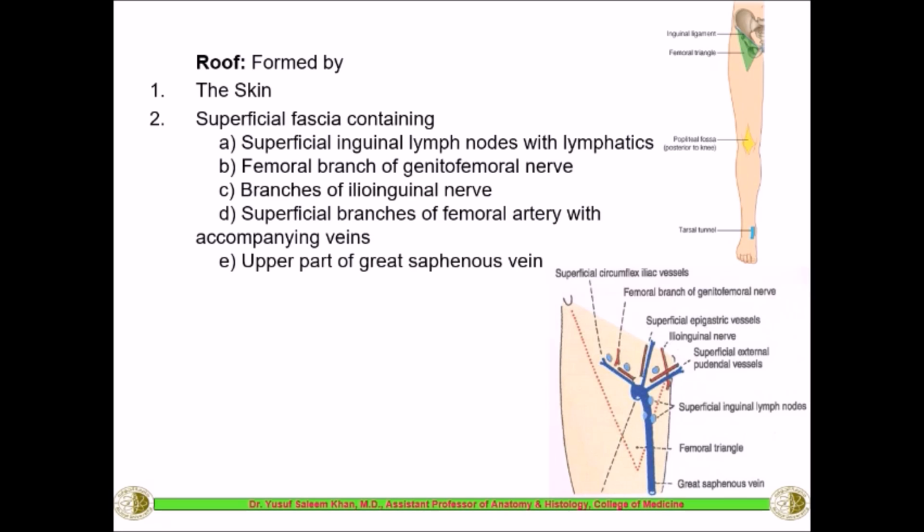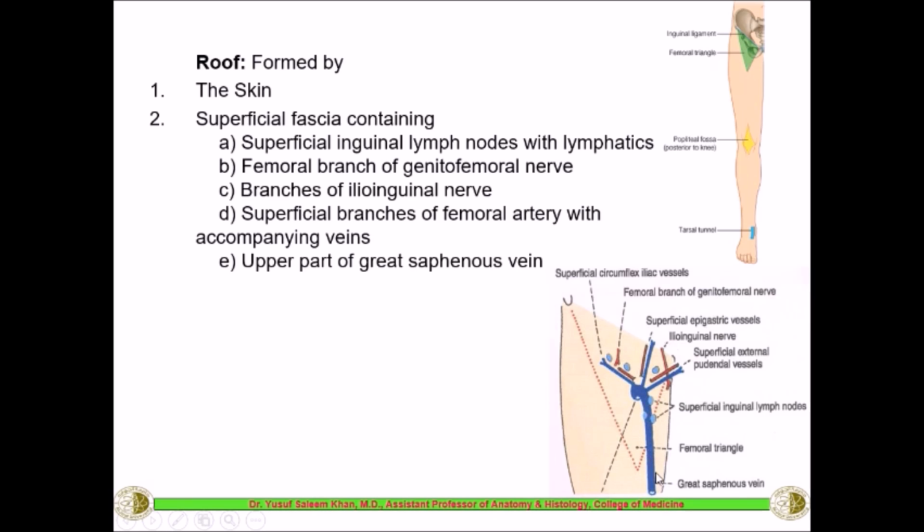Along with that there is also the femoral branch of the genitofemoral nerve. If you see here, this is the femoral branch of the genitofemoral nerve. Along with that there is also a nerve which is called the ilioinguinal nerve. So you can also see the ilioinguinal nerve, and the superficial branch of the femoral artery with accompanying veins can also be traced here, as well as the upper part of the great saphenous vein.